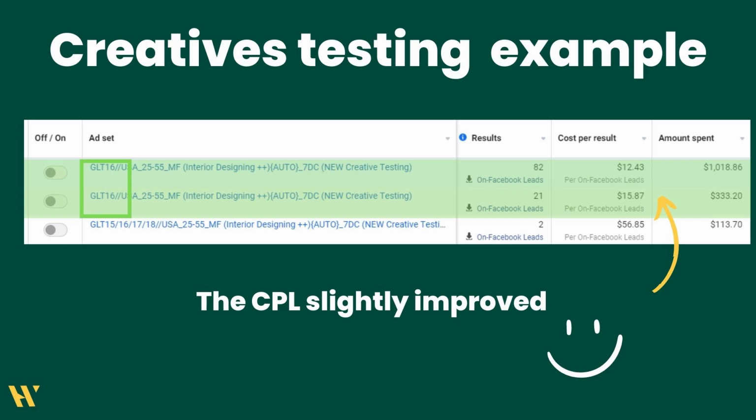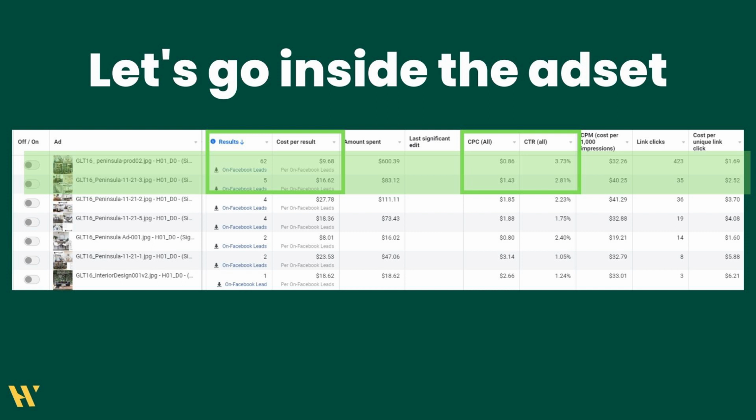You can see these were our results with the creative testing. The CPL slightly improved, as you can see from the bottom. One was the copy testing, and you can see it was $56 per lead. But once we jumped into the creative testing, it went down to $16 and then to $12 per lead. And we generated over 100 leads with one ad copy only. Let's jump inside. You can see we have plenty of different images, but we also have two clear winners. Cost per result, one of them is under $10, the other one is under $17.